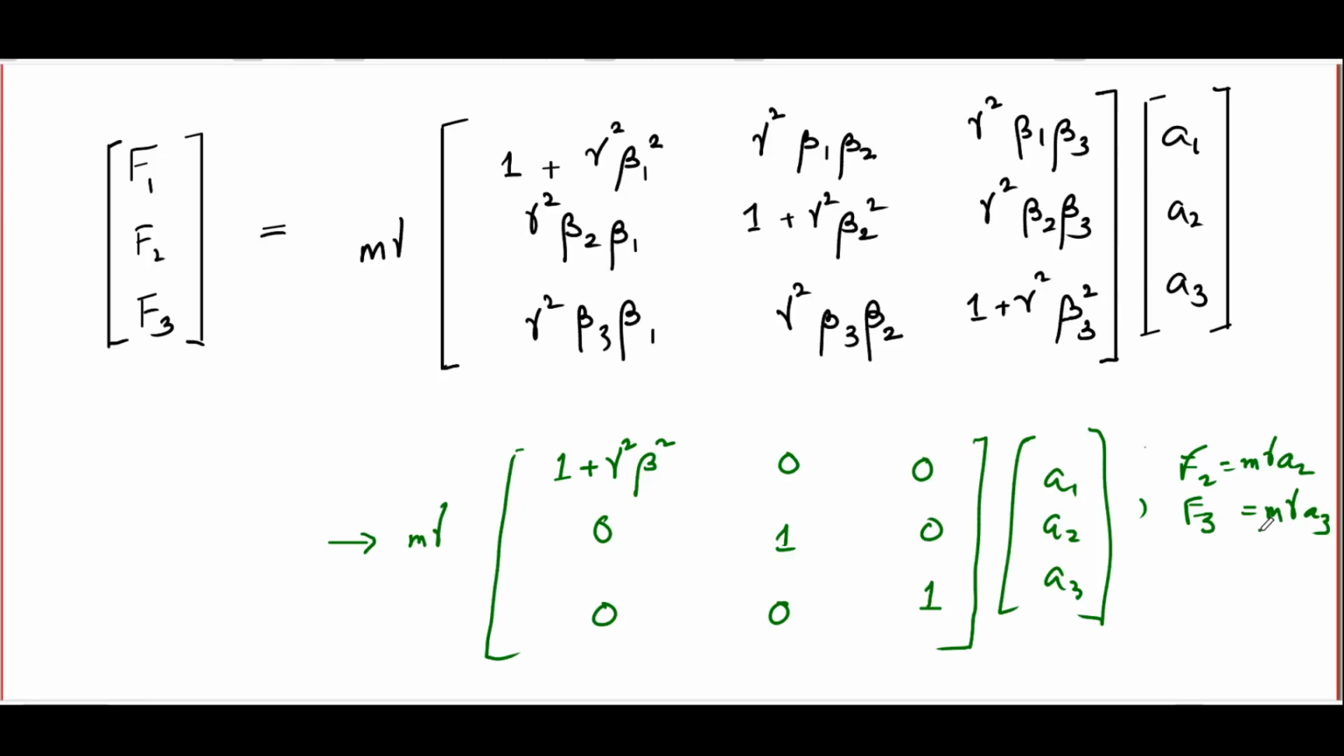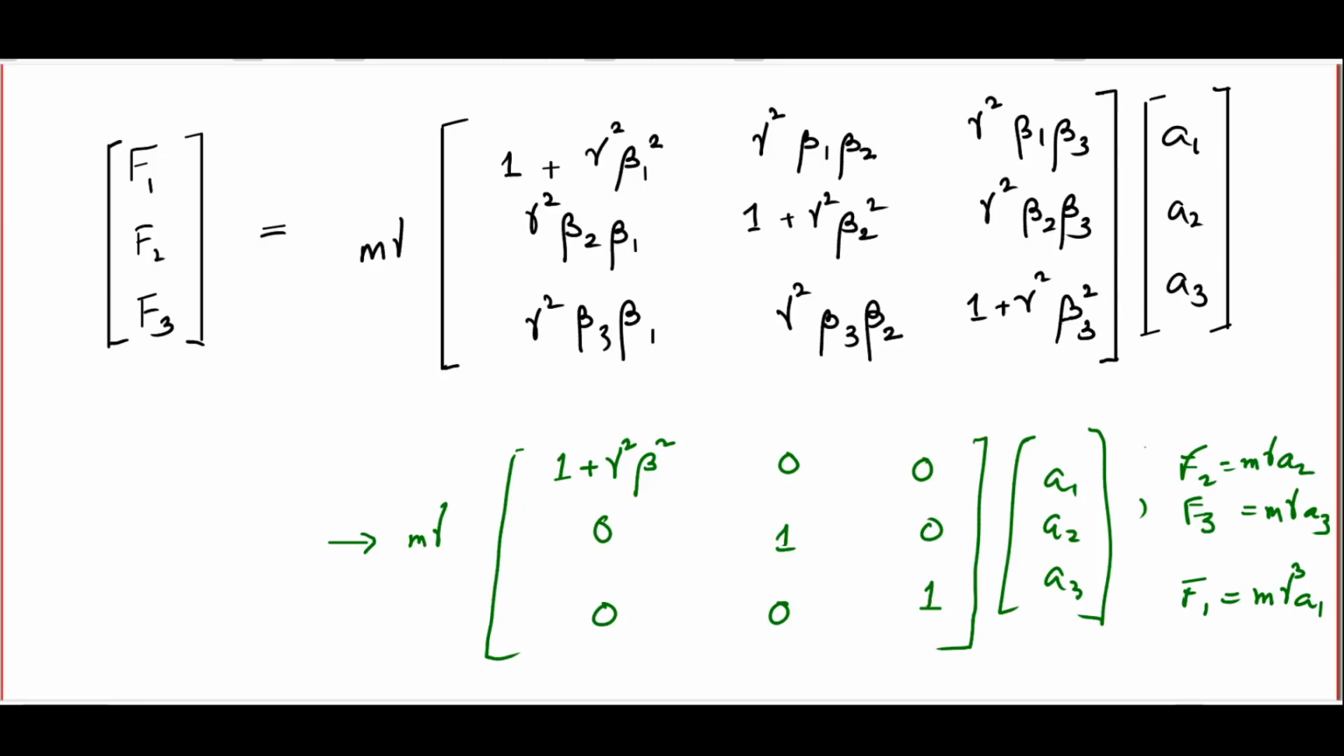What about the relationship between F1 and A1? That is also pretty straightforward. And using the fact that 1 plus gamma square beta square is actually equal to gamma square, we get m gamma cube A1. Again, showing you the fact that the longitudinal component of the force, the one parallel to the velocity, is related to the longitudinal component of the acceleration by this factor m gamma cube.